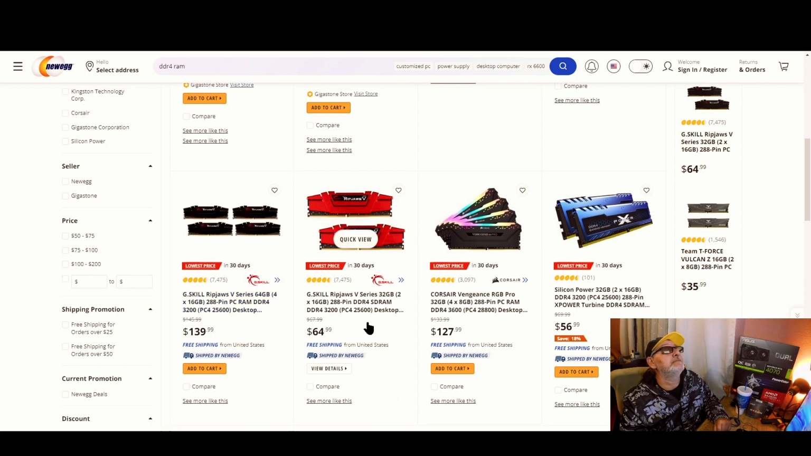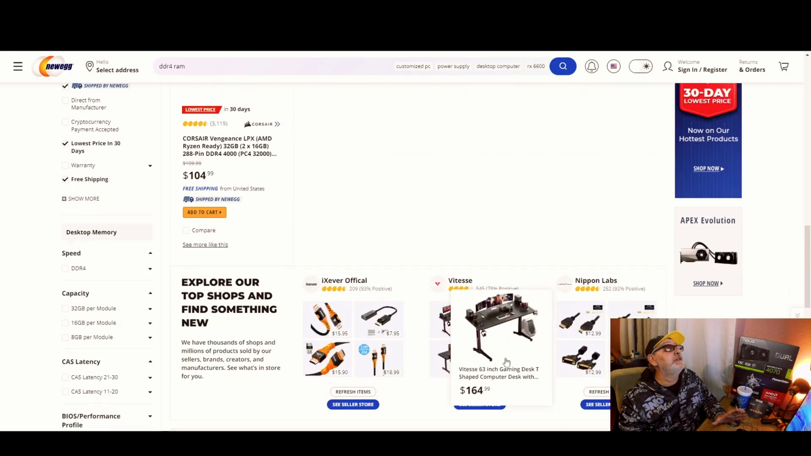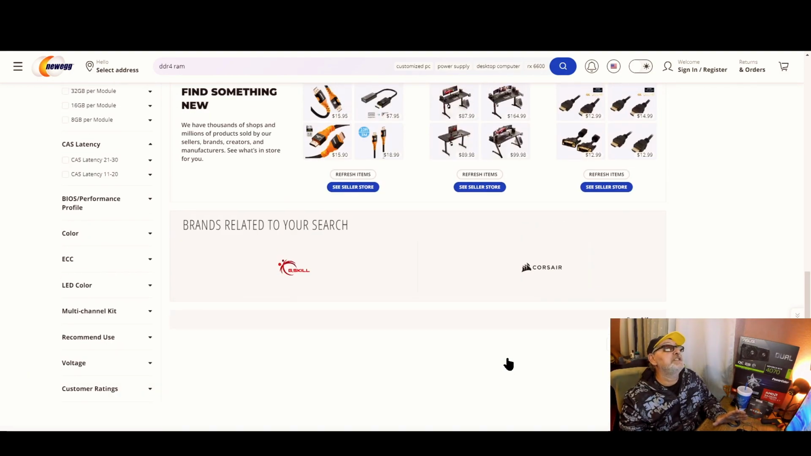$130-140, not bad. Let's see, 32 gigabytes, X4, 127. See the difference between a 128 and 140? You're only looking at a price difference, but you're getting twice the amount of RAM compared to putting RGB on your RAM. I'd rather get the double RAM than worry about RGB light sticks. So just keep that in mind. That depends on how you want to shop. If you like your RGB, then you like your RGB.